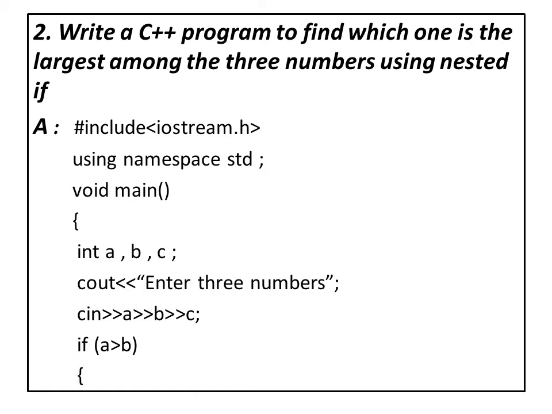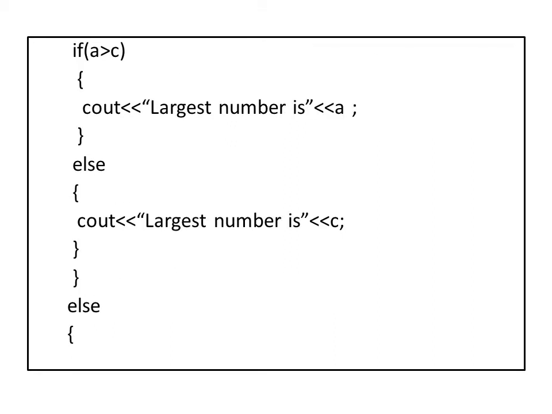Now the next condition is, first we'll check the first 2 numbers. If a greater than b, okay, a is greater than b, right? So that means we don't need to check b against c. If a is greater than b, the next thing we have to check is with a and c only, right? So the next condition says, if a greater than c, the largest number will be a, else the largest number will be c. Since a is already greater than b, either a or c will be the largest number.